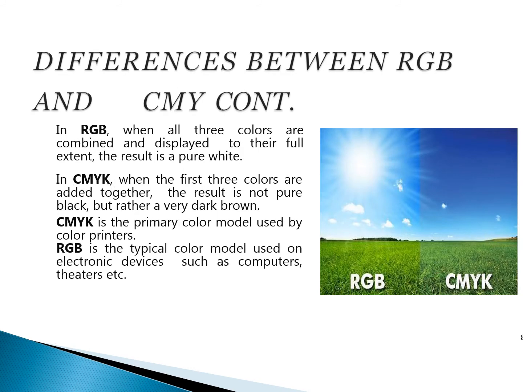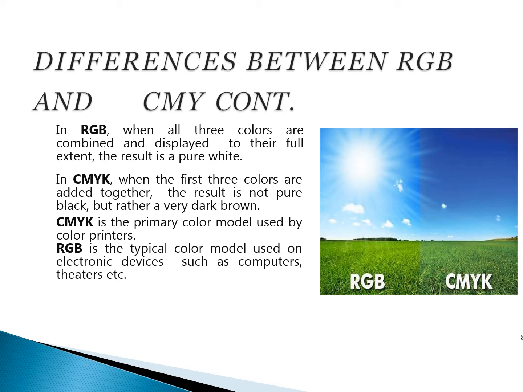In RGB, when all three colors are combined at maximum, red, green and blue, we get the white color. In CMYK, when the first three colors are added together, the result is not pure black but rather a very dark brown. So that is the actual difference.